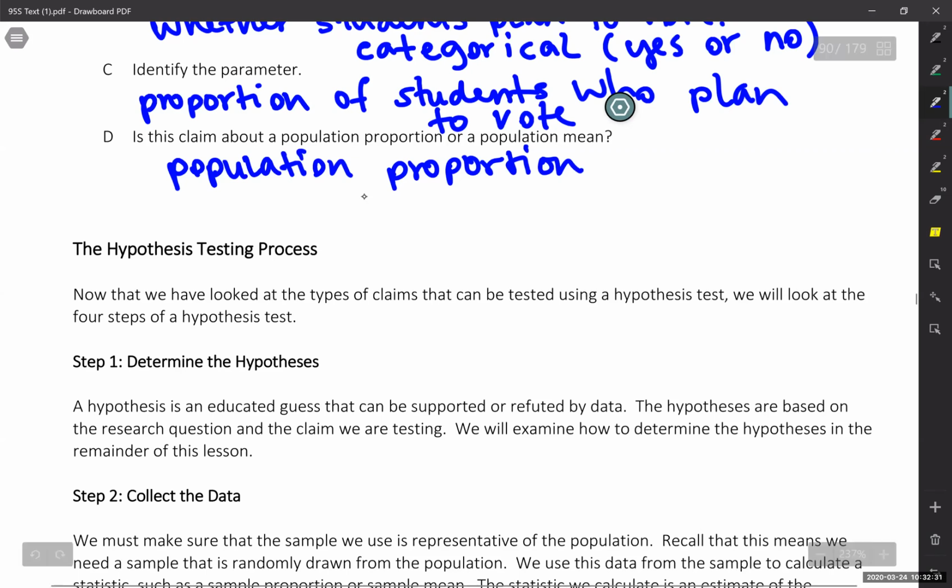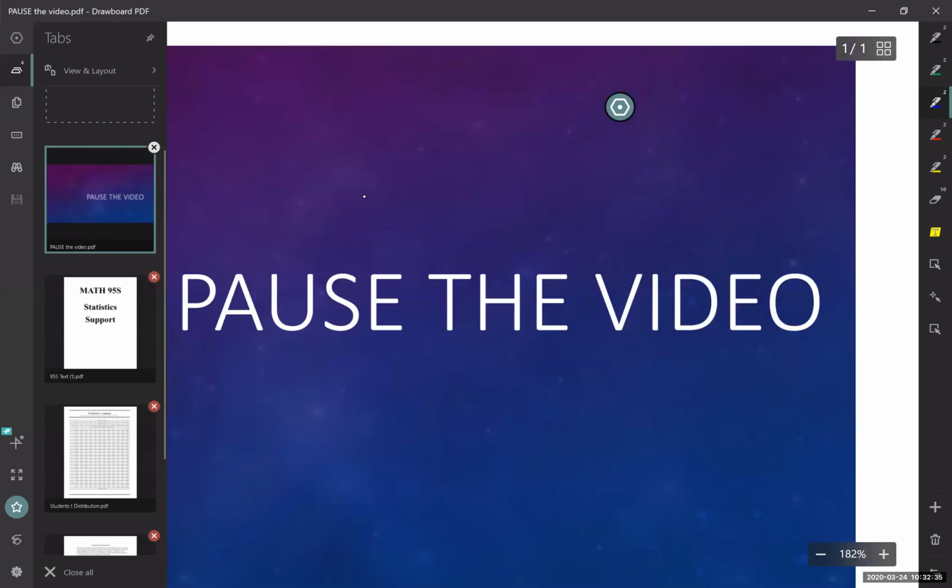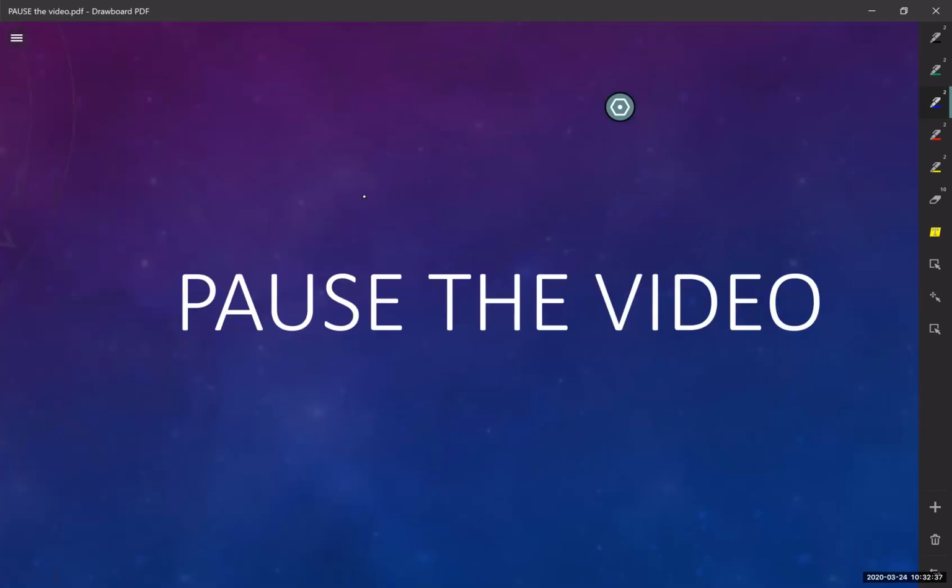We are going to pause. I made a new slide just to pause. We're gonna pause the video and give you a chance to read through the next pages, and we will pick back up after you've had a chance to read. So we'll be at the section that says try these.